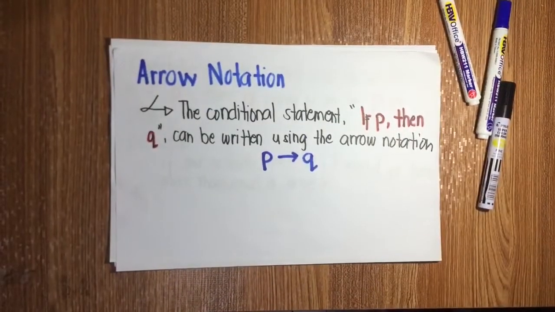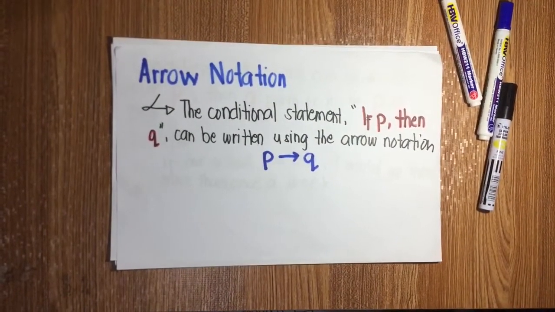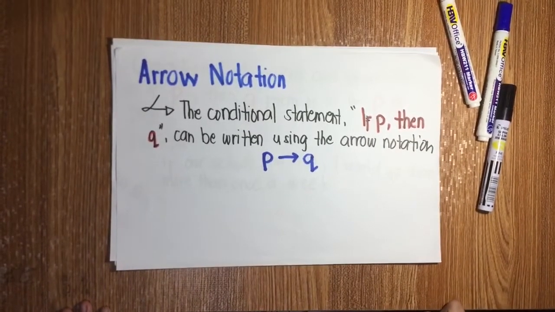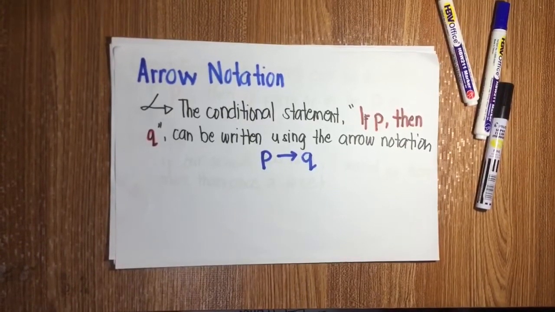Arrow notation. The conditional statement if P then Q can be written using the arrow notation P → Q. The arrow notation is read as if P then Q, or as P implies Q.